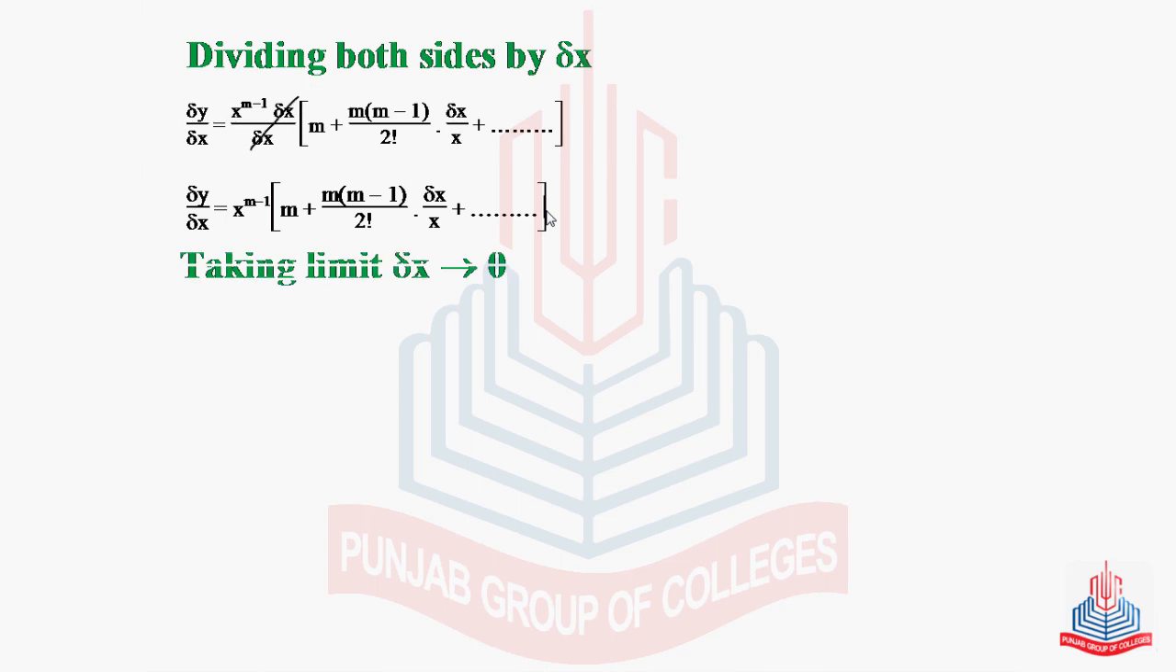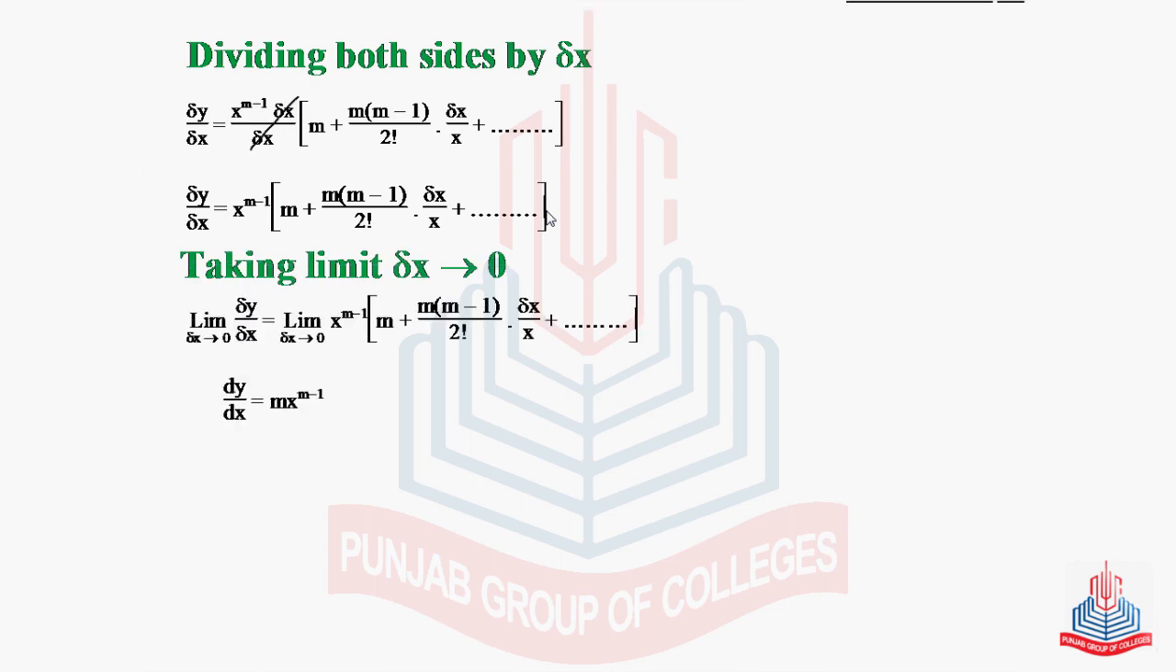Taking limit on both sides, delta x approaches to 0. So just apply the limit, delta x approaches to 0. Left side will become dy by dx, and on right side, all the terms containing delta x will become 0 except this first term, which is m. So finally we have derivative of x raised to the power m is equal to m into x raised to the power m minus 1.